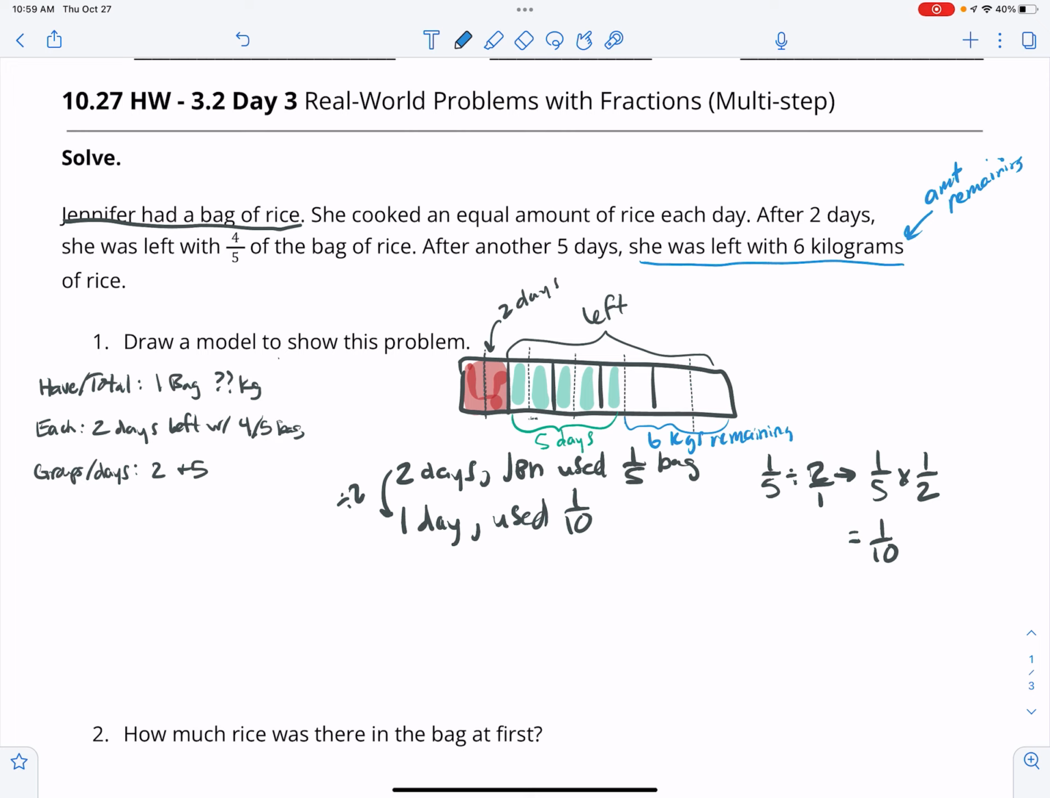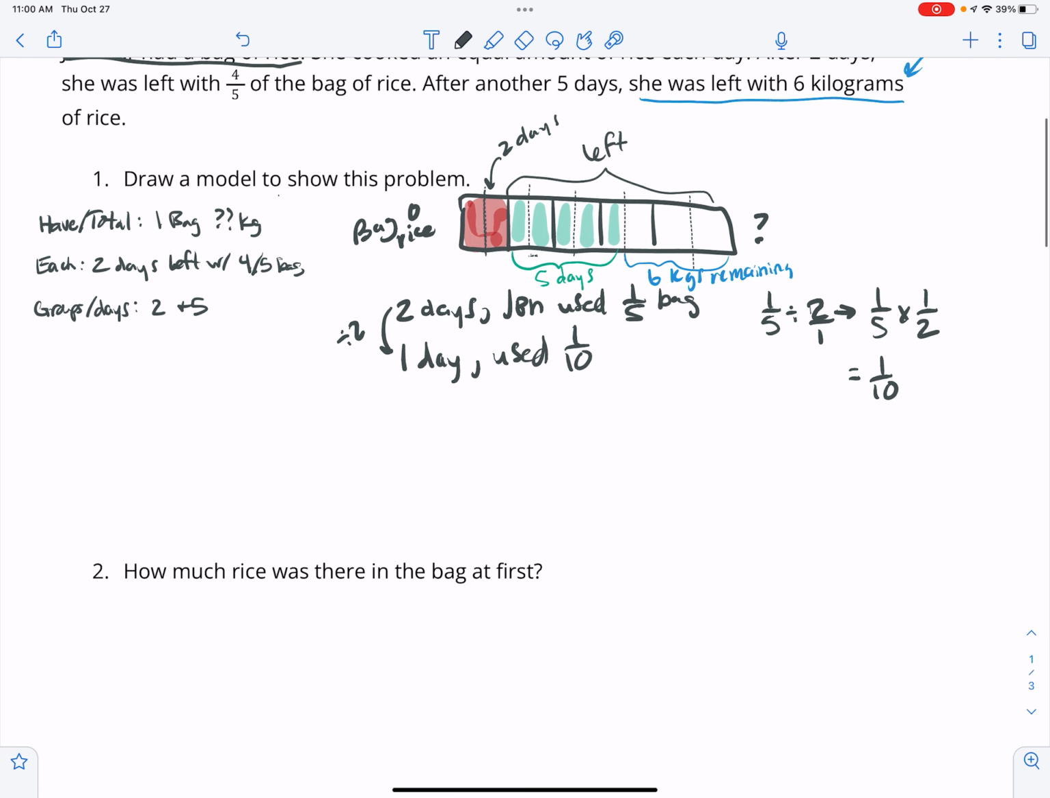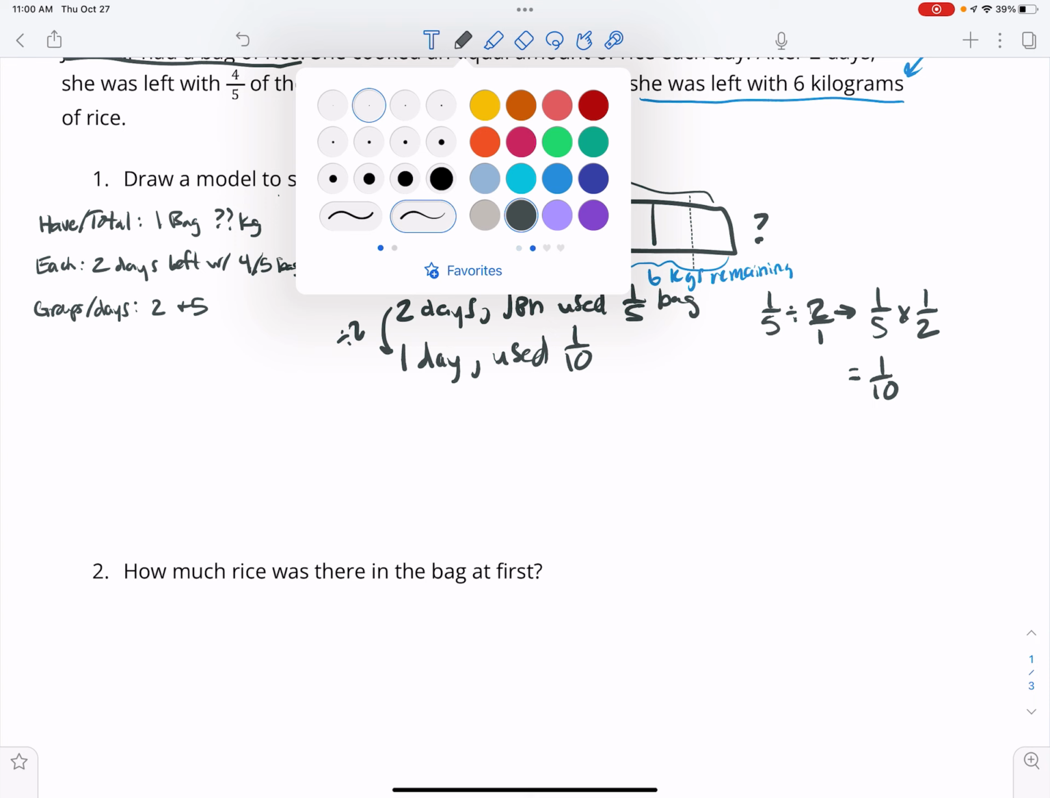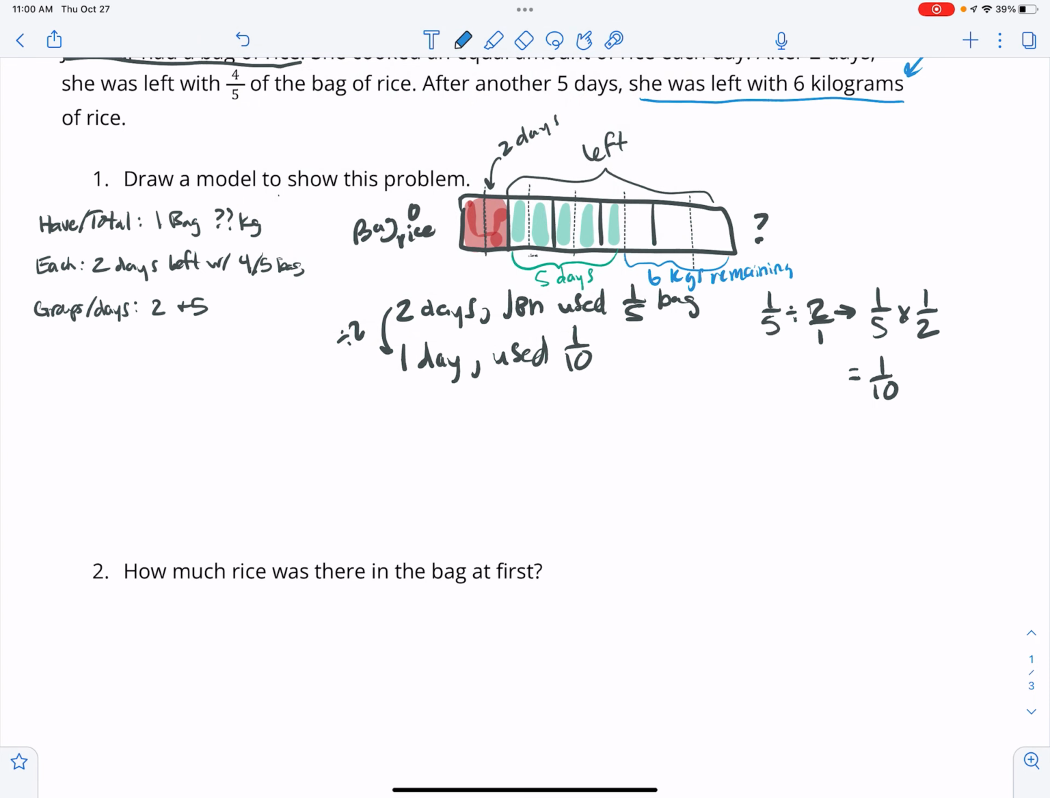So now that we have all of that information organized, we drew a bar model. It shows 1 bag of rice. And we don't know how much that bag of rice weighed, but we do know a lot of information. In 2 days, she used 1/5 of it, which ended up being 1/10 for each day. Over the course of 5 days, she used 5/10 of it, and then we were left with some remaining. So based on that picture and our calculations, for question number 2, how much rice was there in the bag at first?